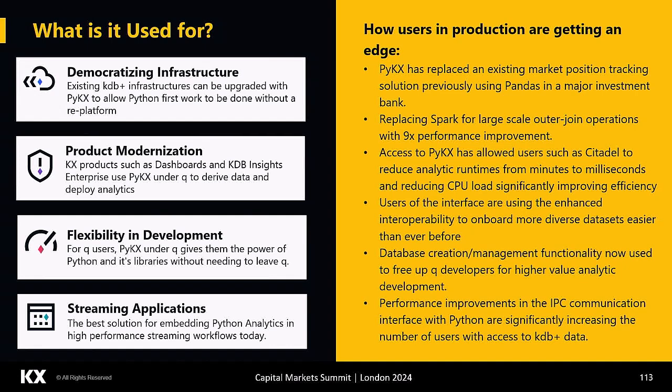In one case, one of our pharmaceutical clients has replaced Spark for large-scale outer joins with a 9x improvement, which for them is great because they're dealing with very, very large tables. Access to PyKX at Citadel, who's the one I can talk about, has basically meant that for a lot of their directed acyclic graph workflows, they've gone from run times of minutes to milliseconds, replacing NumPy and Pandas operations, and significantly reducing the CPU loads for their systems.